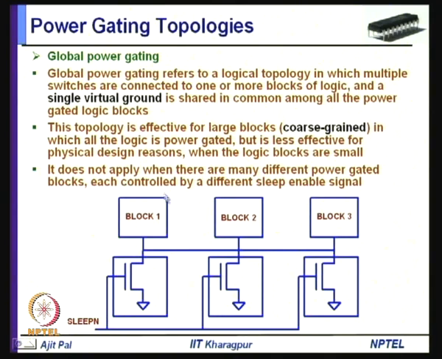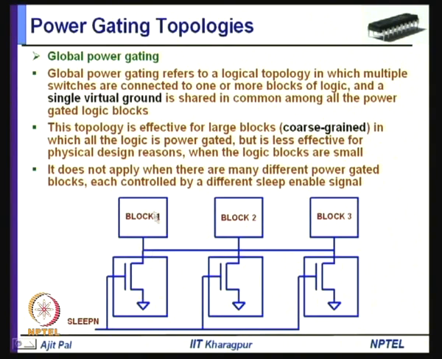So, here you find this is one logic block, this is another logic block, and this is the third logic block. All of them are having a single virtual ground line, although you have got multiple switches, and these multiple switches are controlled by using a single sleep control signal. So, this topology is effective for large blocks in which all the logic is power gated, but is less effective for physical design reasons when logic blocks are small.